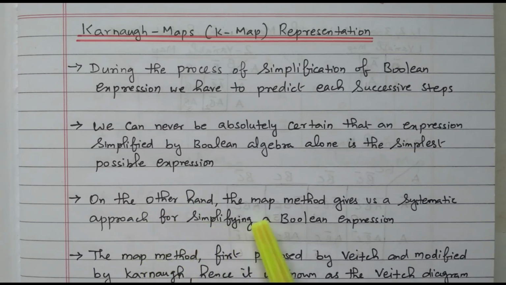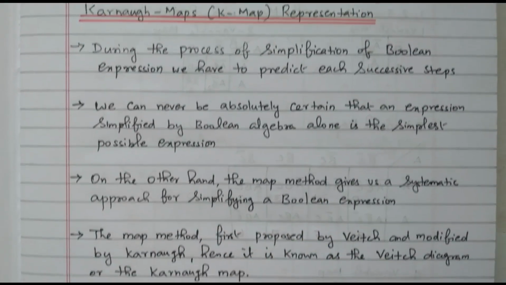On the other hand, the map method gives us a systematic approach for simplifying the Boolean expression. A certain procedure is available, a systematic approach is available, and accordingly we can simplify the Boolean expression. While going with Boolean algebra, we have to use certain properties and certain theorems in order to simplify. It may differ, but here the same simplest process is applied for simplifying the Boolean expression. That is the main advantage of the K-map.